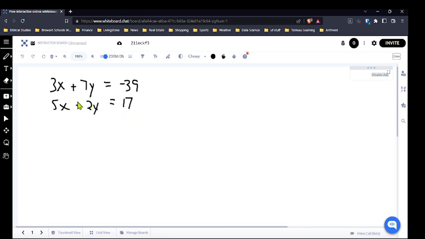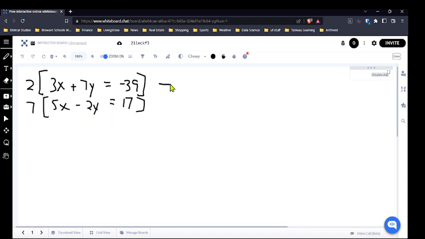Now, for me, it's easier to deal with the y's because I've got opposite signs here. Here I've got a positive 3x, here I've got a 5x. So it's going to be easier for me to multiply this equation by 2 because I want to get 14y, and then multiply this equation by 7 in order to get a minus 14y. So just a little bit of strategy there.